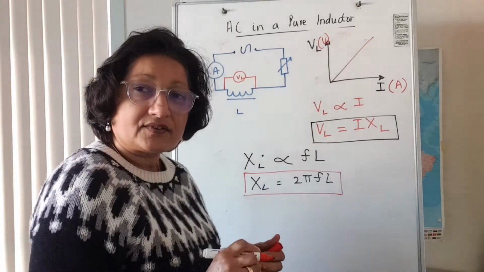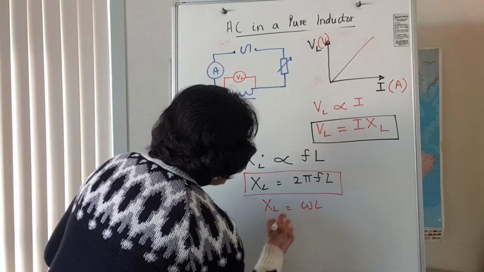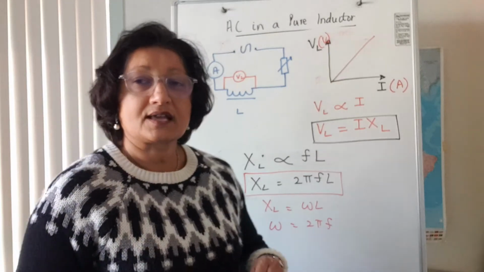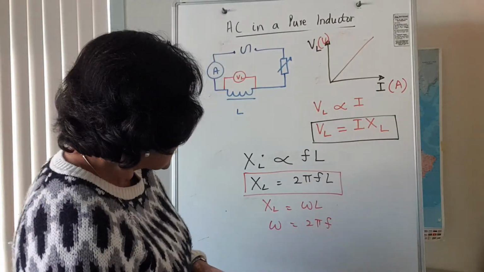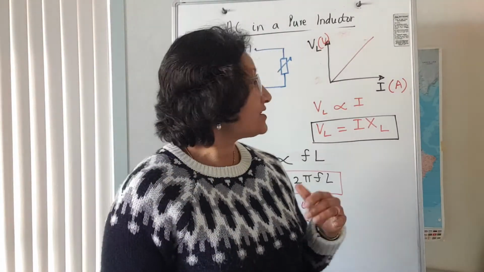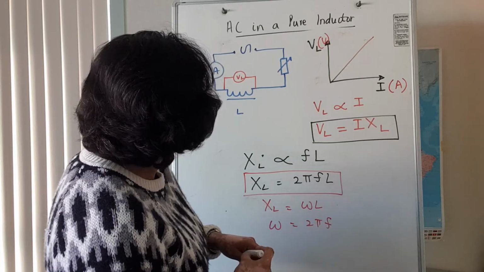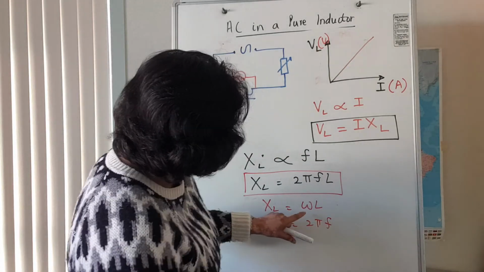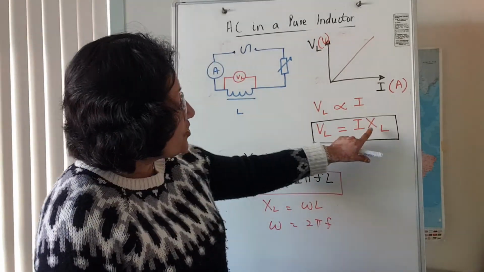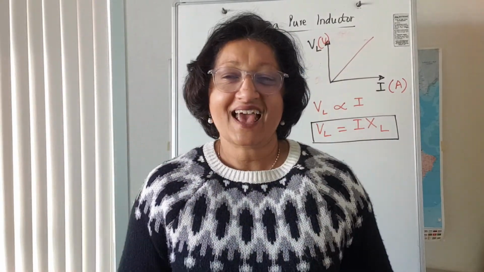The way that this is given in your formula sheet is that XL is omega L, where omega is equal to 2 pi f, and omega is called angular frequency. So that's what this looks like. I hope that made sense. The only thing that we have to remember is that angular frequency is measured in radians per second, and your reactance is measured in ohms. Okay, I hope that made sense, and bye for now.